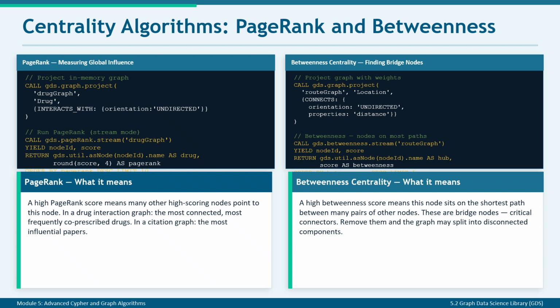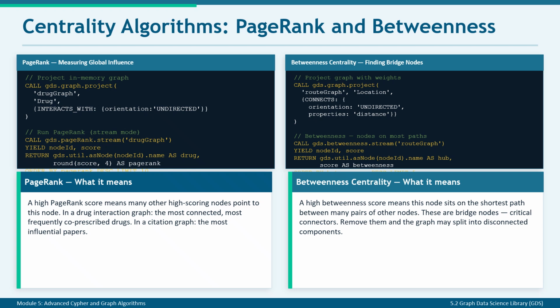So, what do these scores actually mean? PageRank asks, if you started at a random node and kept following relationships randomly, how often would you end up at each node? Nodes that many other high-scoring nodes point to score highest. In a drug interaction graph, a high PageRank drug is the one that's most broadly connected, co-prescribed with many other commonly co-prescribed drugs. In a citation graph, it's the most influential paper.